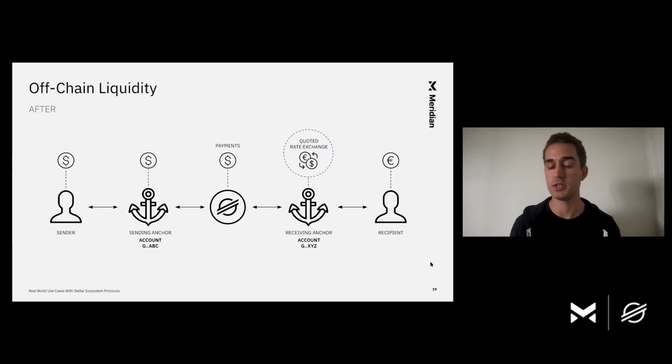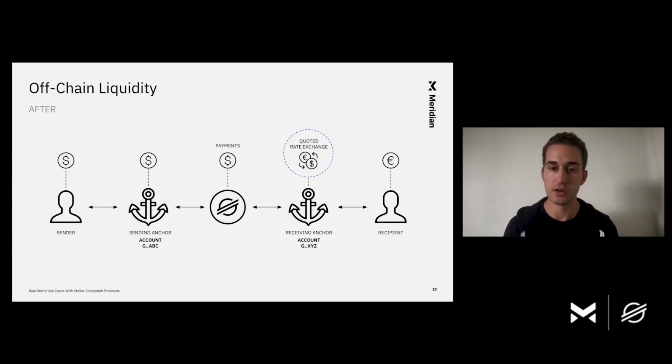So the main change that we made was we switched out the use of path payments for just regular payments. So now the sending anchor that's facilitating this transaction doesn't have to convert assets. They just send the on-chain equivalent of what they received from the sender. And instead, the receiving anchor receives that on-chain asset, but exchanges it for a different off-chain asset, euros. And the sender is actually in the know on what the rate is between those dollars and euros before sending the funds.